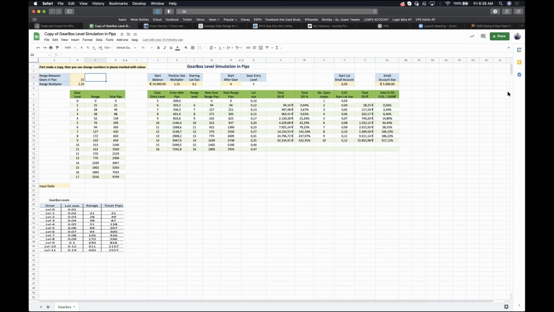Somebody said, how do we wind down GearBox trades to close the account? I don't really know what you mean by wind down. If you mean get out of trades, you wait until they get out.